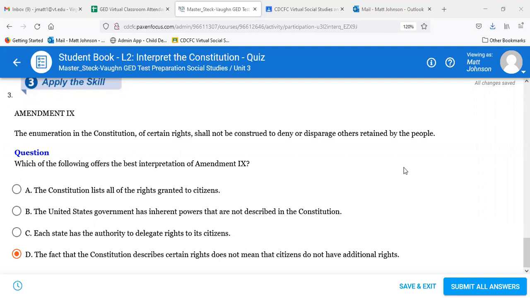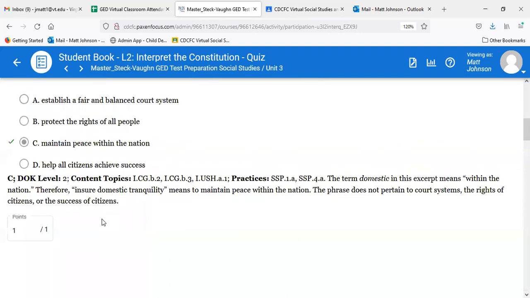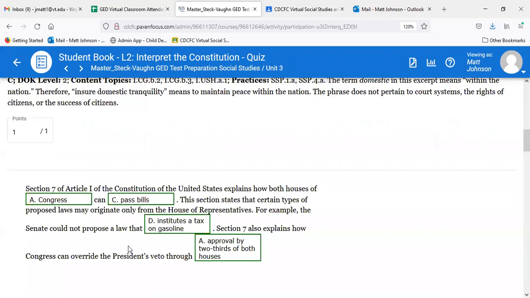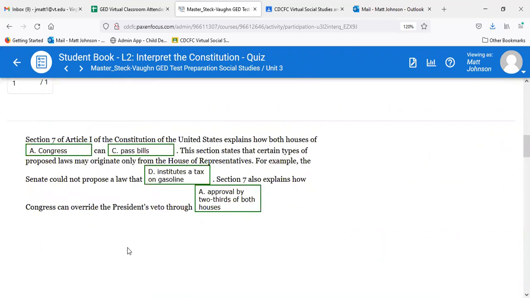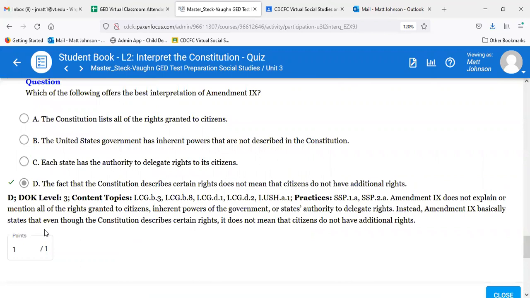There you go. All right, the quiz, that was a quick one. So 1 was C. Our drop-down box paragraph was A, for Congress, C, pass bills, D, institutes a tax on gasoline, A, approved by 2/3 of both houses, and then finally D, the Constitution enumerates certain rights, but that doesn't mean that we don't have other rights. So D as in dog for 3.